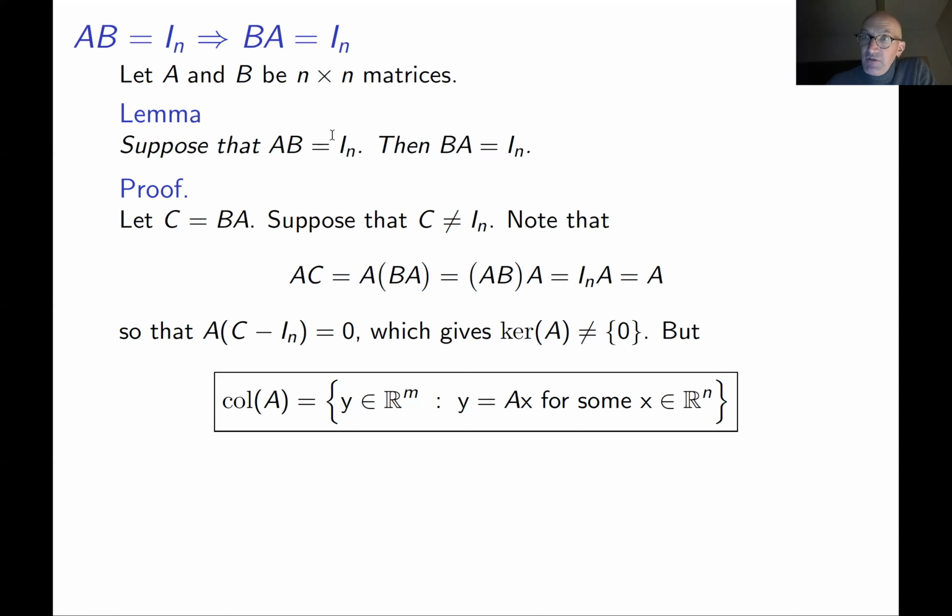And continuing this process, we see that the column space contains e1, e2, up to en, where these are the standard basis vectors of the n-dimensional space. Okay, but what does it mean? It means that the column space of A contains the span of these vectors, but the span of these vectors is the whole Rn, of course, because it's a basis of Rn. So we just proved that the column space of A is the whole n-dimensional space.